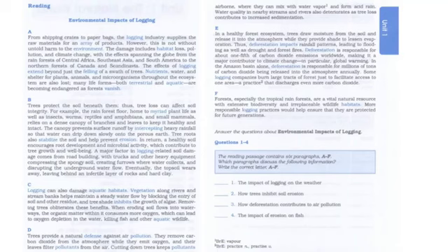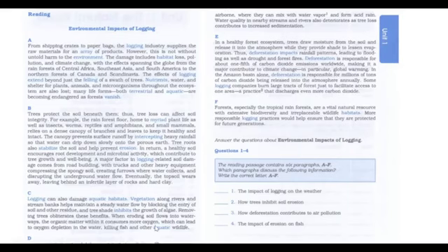So in this paragraph, they mention a healthy forest ecosystem, how it impacts different environmental issues, like global warming, flooding, and so on. So the answer, I guess the third one, how deforestation contributes to air pollution.